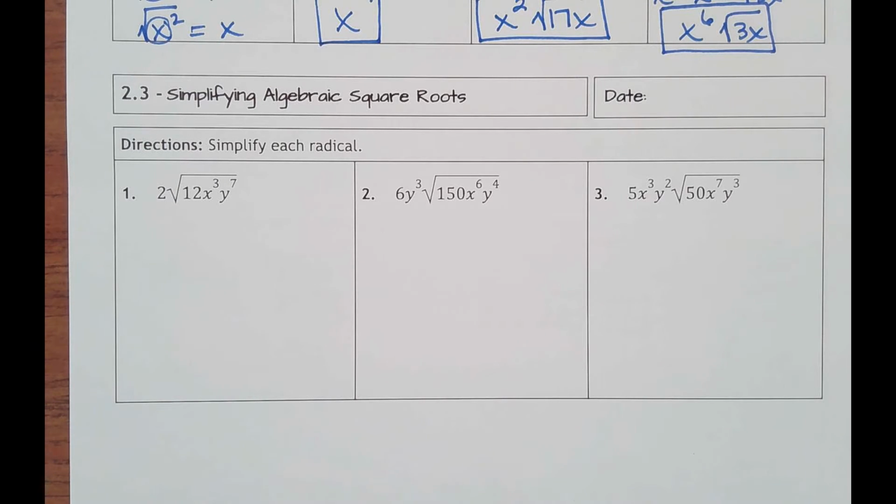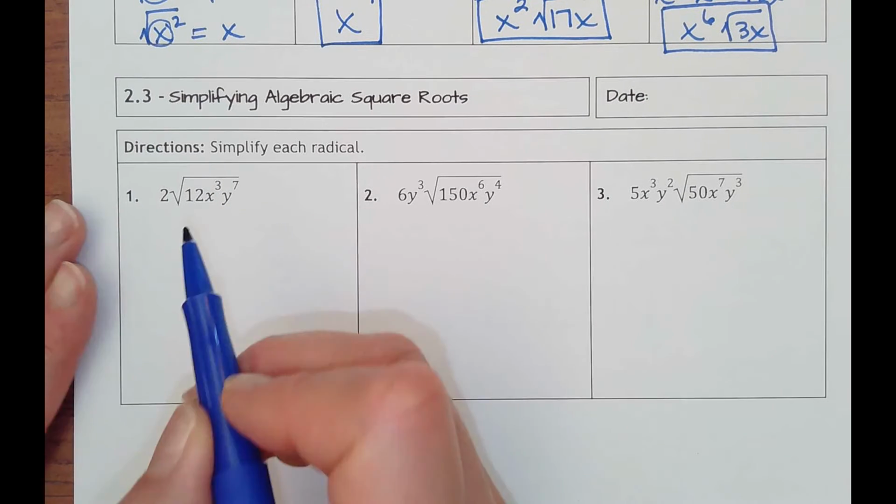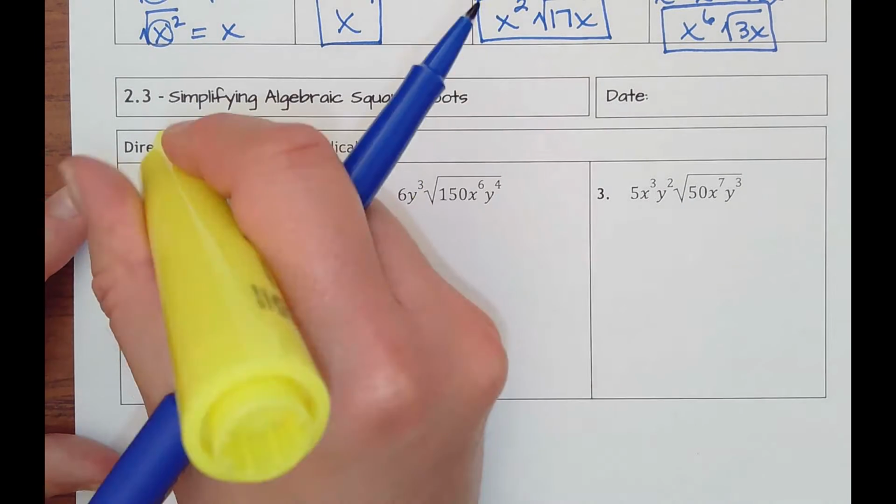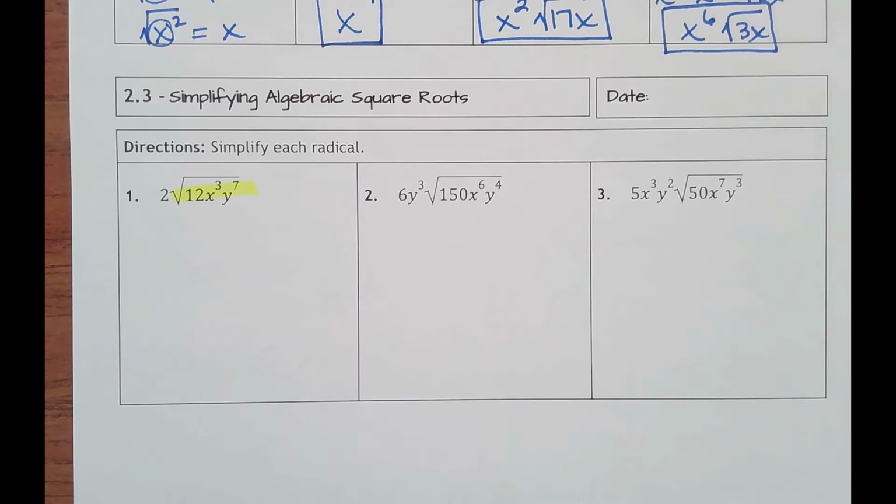Lesson 2.3, simplifying algebraic square roots. Now we're putting it all together. These are really almost as hard as the simplifying ever gets. So what we're trying to do is break apart what's in the radical and then make sure we take care of any multiplication that's in front.